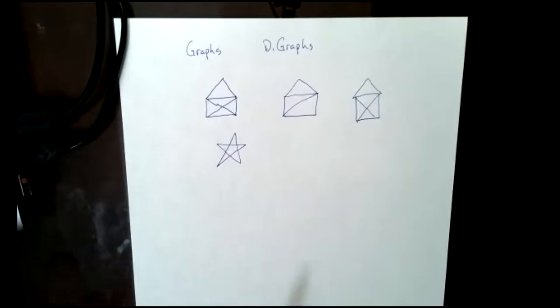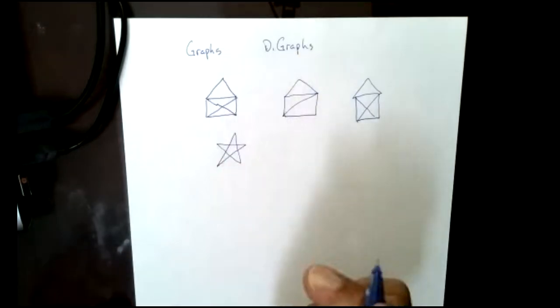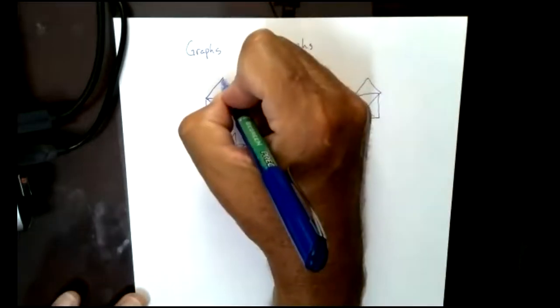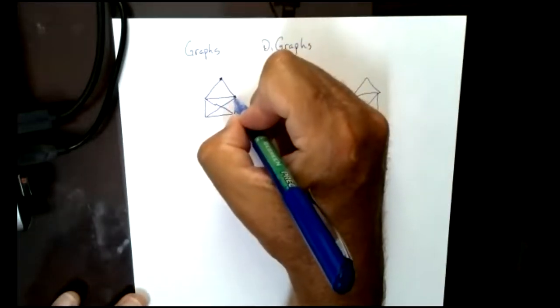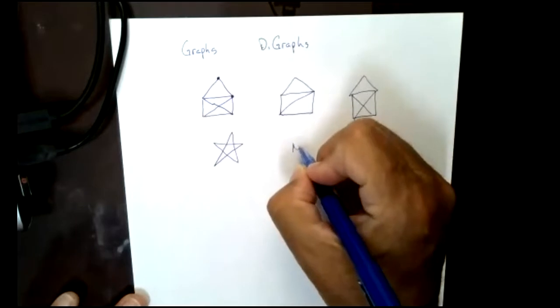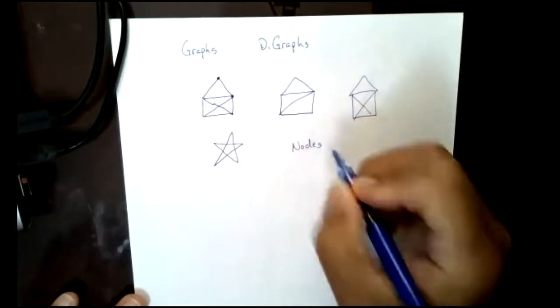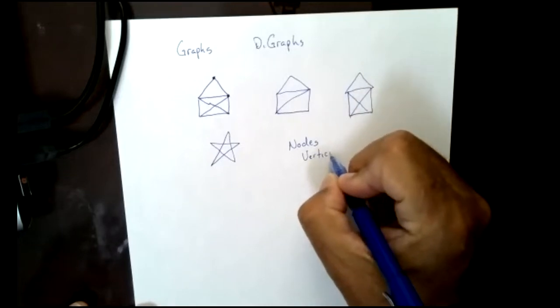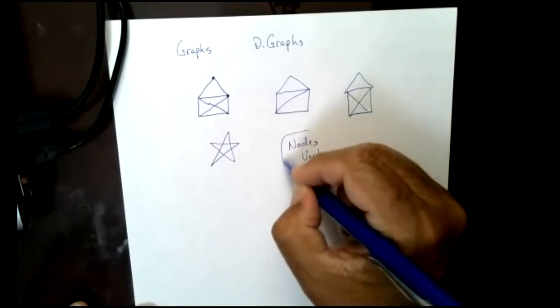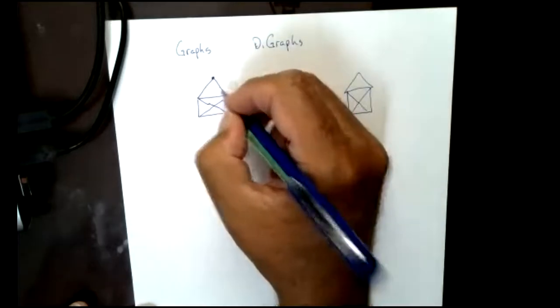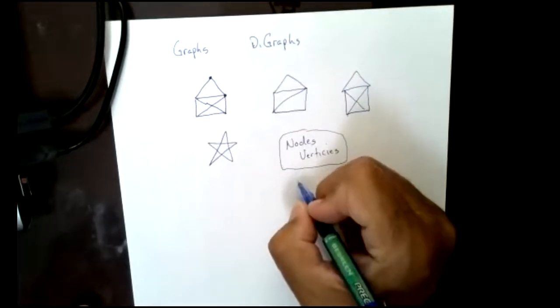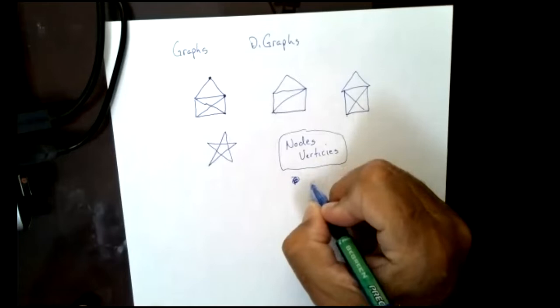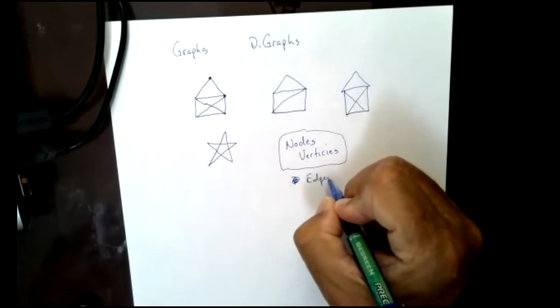Well, these are actually just called graphs. These graphs have a bunch of these spots, which we could call nodes. Another common name that's used is vertices. So those two go the same. And then between the nodes, we have edges.